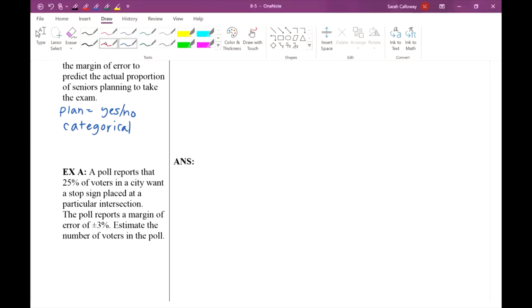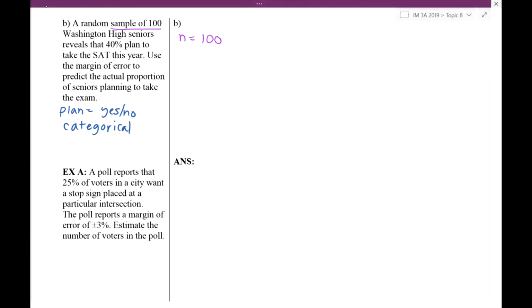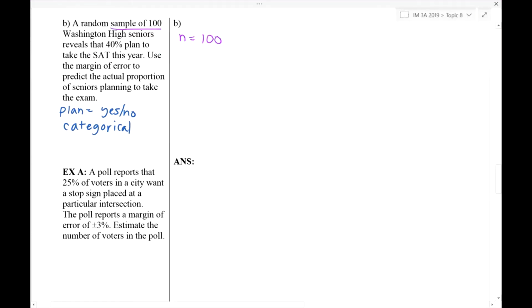Again, there's no mention of standard deviation. That's another hint that we're looking at categorical data. So all that we really need to know for this is the sample size. It's a sample of 100, so n is 100 for this situation. They're giving us their data: 40% of them plan to take the SAT. This is a proportion, so p is 40%.